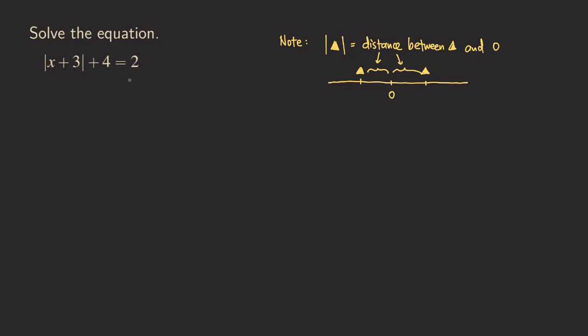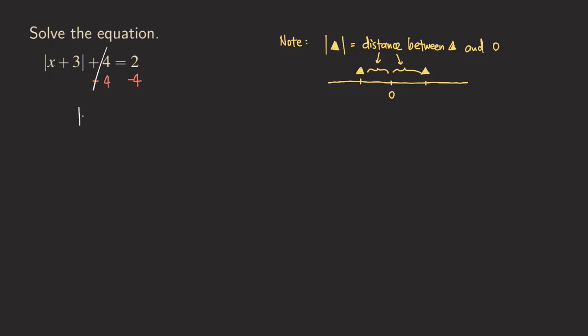Now here's the fourth example, and the difference between this example and the previous three examples is that the absolute value is not isolated. One important idea to get started for solving this kind of equation is that we need to first isolate the absolute value. So that means we don't want this positive 4 on the left side of the equation. We want to get rid of that so that we have the absolute value of x plus 3 on the left side only. So we've got to subtract 4 from both sides.